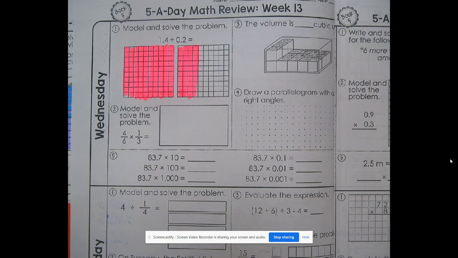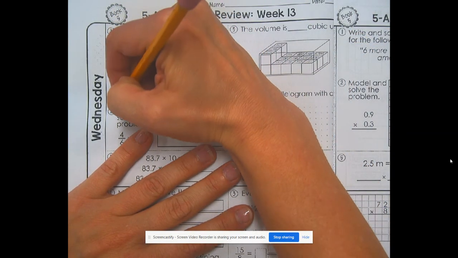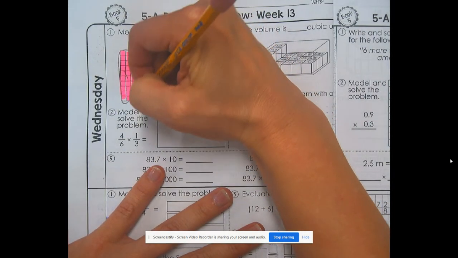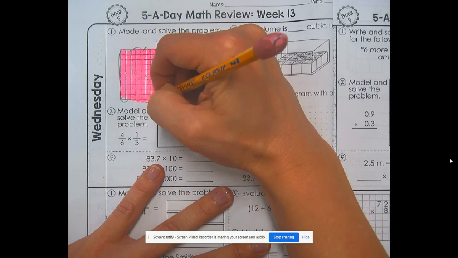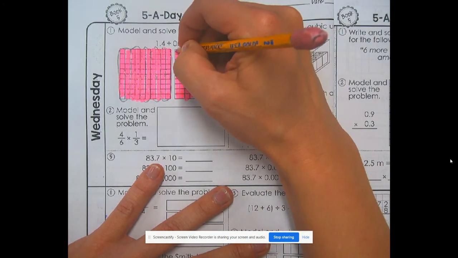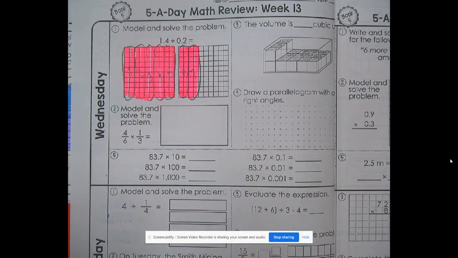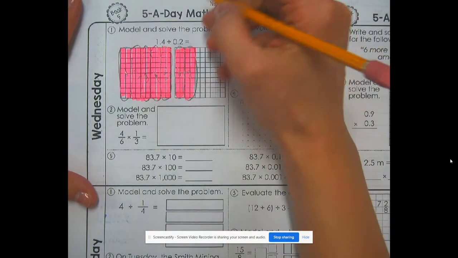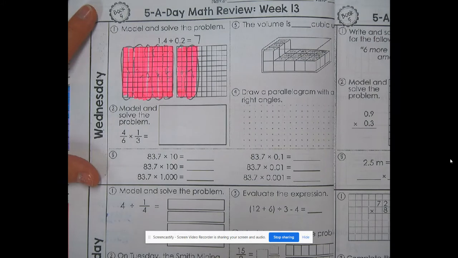Now we're dividing them into groups of what? 2/10. So here's one group of 2/10. Do we have another? 2 groups of 2/10. 3 groups of 2/10. 4, 5, 6, and 7. So we were able to make 7 groups of 2/10. So 1 4/10 divided by 2/10 is 7. We made 7 groups.